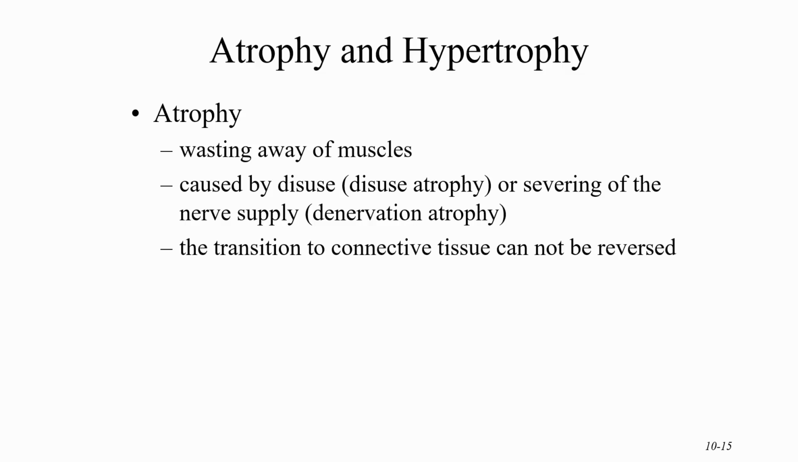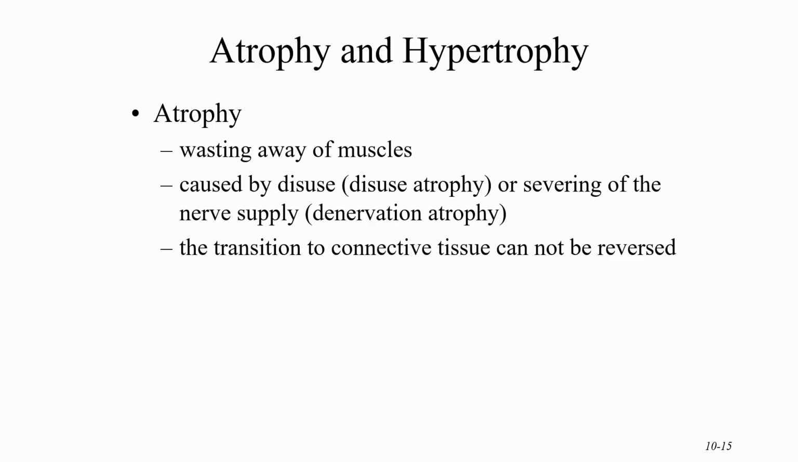And the transition to connective tissue cannot be reversed. Remember all that connective tissue? The endomysium, the epimysium, the perimysium. If everything has atrophied away down to that point where it's just connective tissue, we can't reverse that. Now going back to if the muscle has shrunk down because you've had a cast on or something, there's still some muscle tissue there, so that muscle can be rehabbed and built back up.